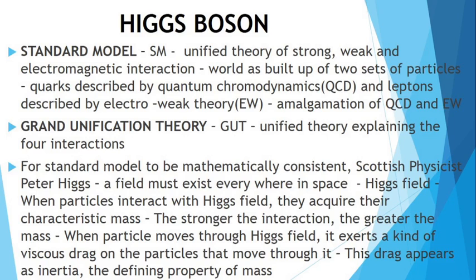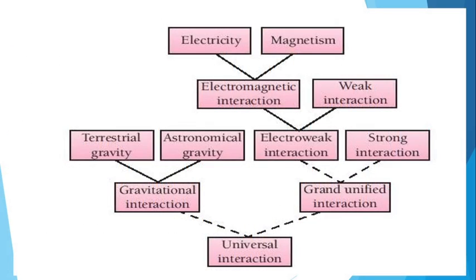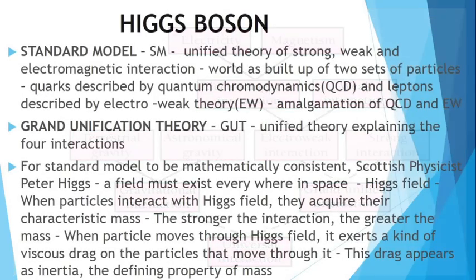So we had said that electroweak interaction and strong interaction come under grand unified interaction. So the strong, weak and electromagnetic interactions, their unified theory is what the standard model explains. So the standard model explains a unified theory of strong, weak and electromagnetic interaction. There is no gravitational force in the standard model.